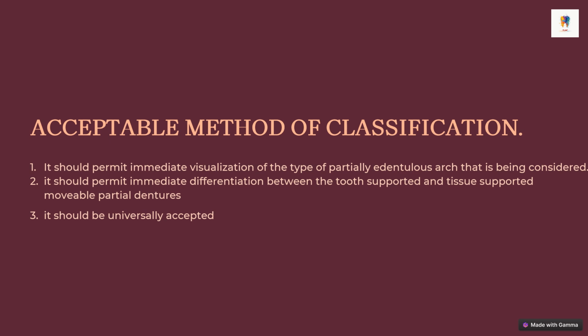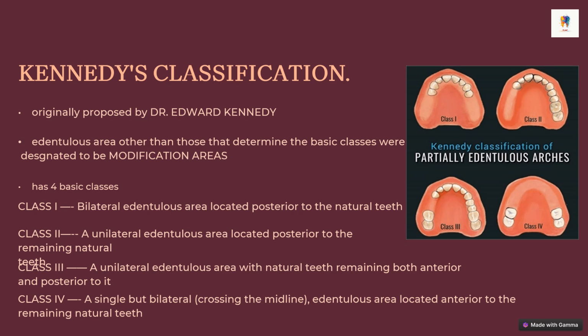Kennedy's classification is the most common, most worldwide known and most worldwide used classification. Kennedy's classification was proposed by Dr. Edward Kennedy. Originally he proposed this classification, and it has four basic classes. Kennedy's classification is subdivided into four basic classes: class 1, class 2, class 3, and class 4.